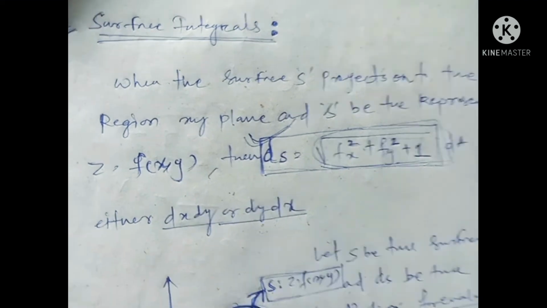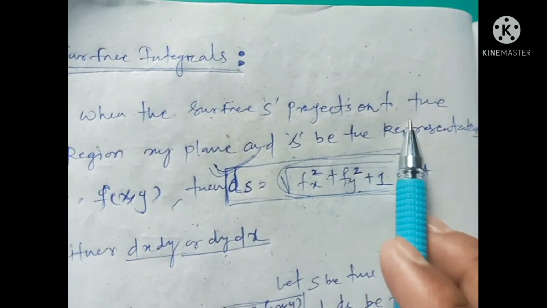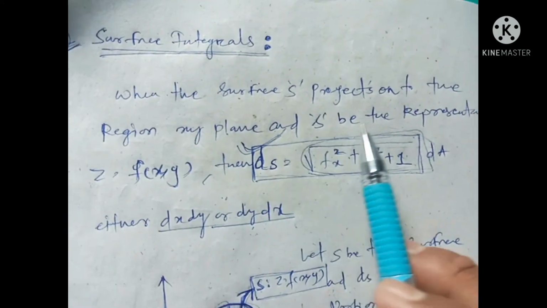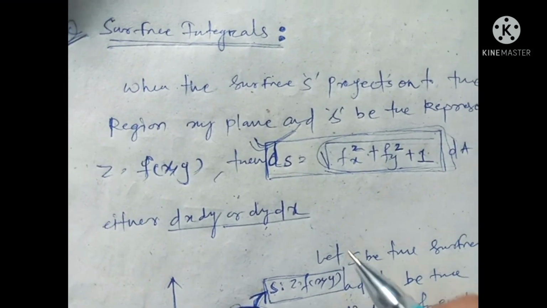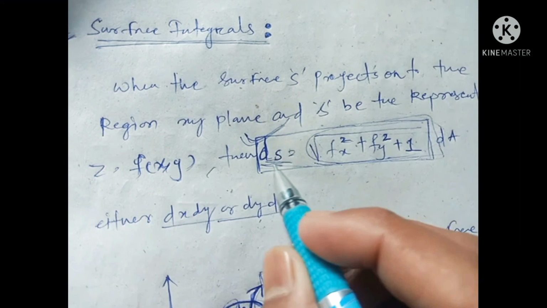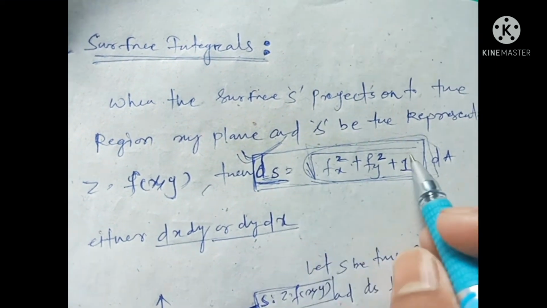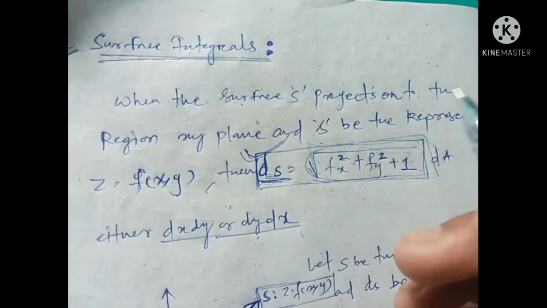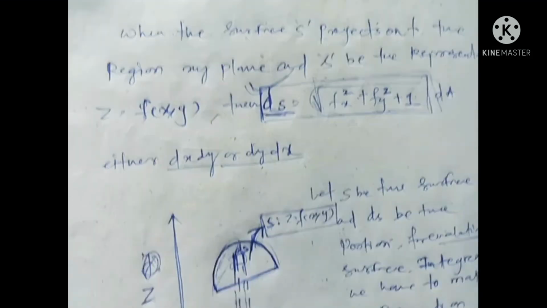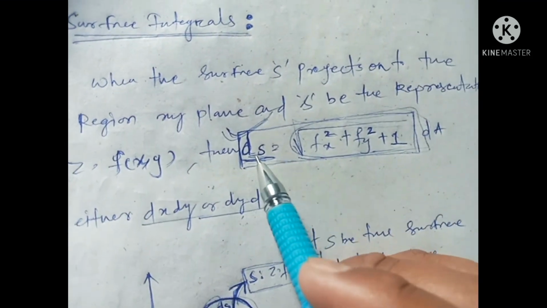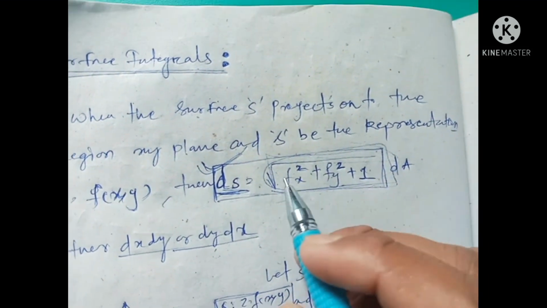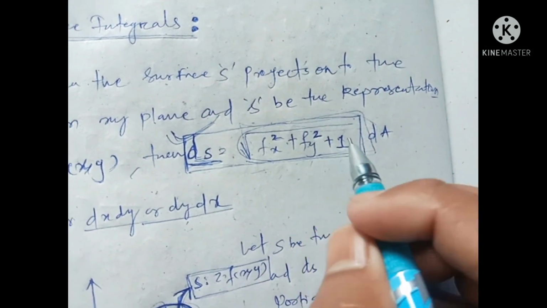When the surface S projects onto the region in the xy plane, and S is represented by z equal to f(x, y), then the surface area element dS is the square root of f_x squared plus f_y squared plus 1. So this is the area.